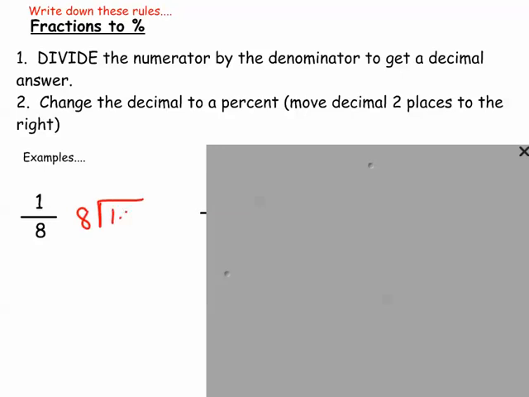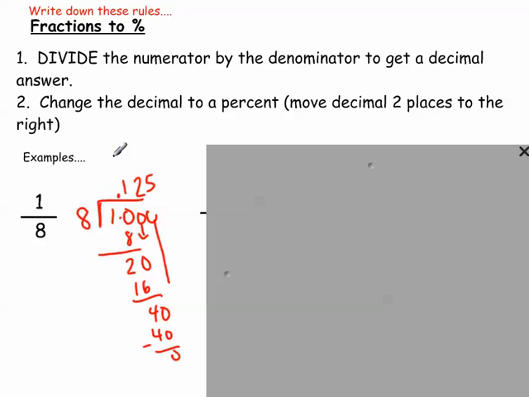So, okay, 8 goes into 10 one time. There's 2 left over. 8 goes into 20 2 times. 8 goes into 40 5 times. And that is my decimal. So once I have my decimal, I now want to change my decimal to percent. So I'm going to move it 2 places to the right. So I'll move this decimal 2 places to the right, and it becomes 12.5%.